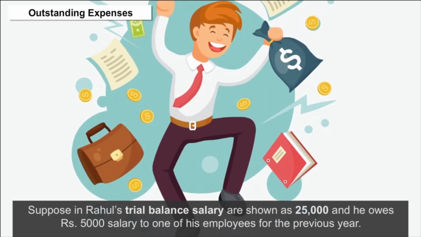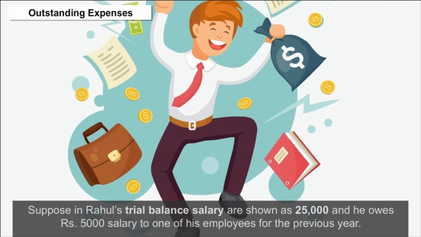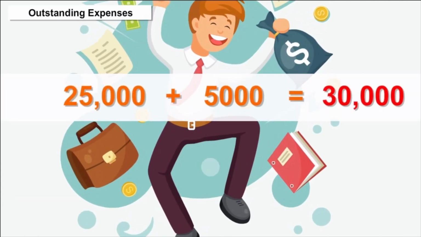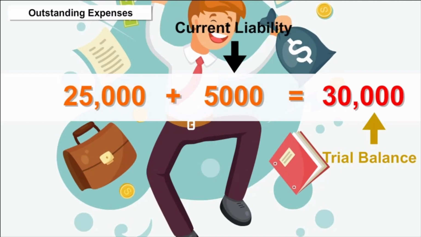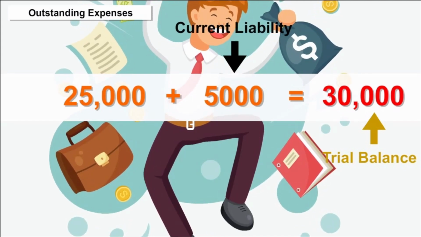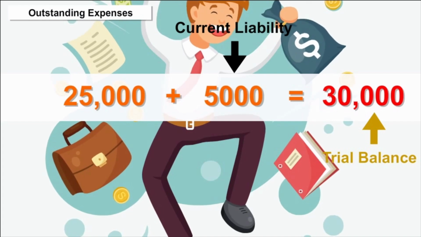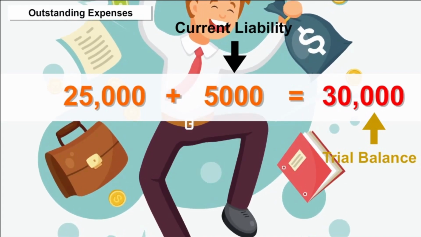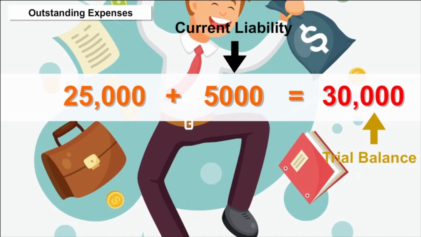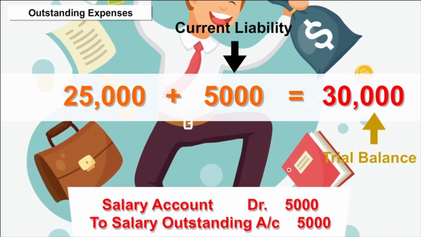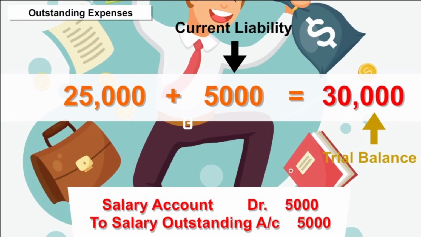one of his employees for the previous year. So the salary that is to be shown should be 30,000 in trial balance and 5,000 as current liability. It will be termed as salary outstanding and will be adjusted to salary account by making the following entry. Salary account debited 5,000 to salary outstanding account 5,000.